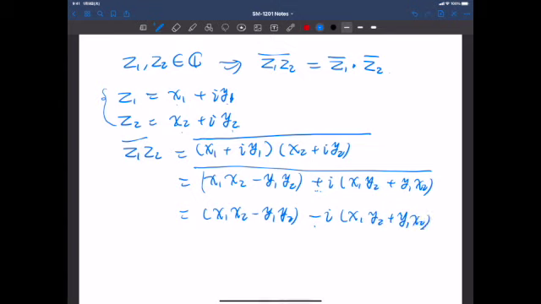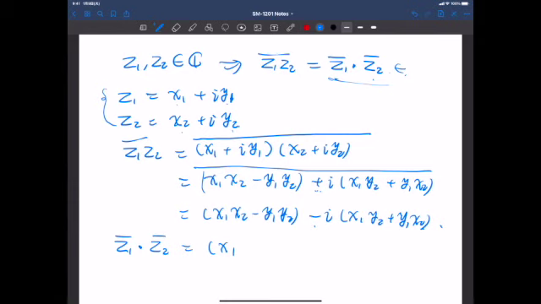Okay, so this should be equal to the product of the complex conjugates of these two complex numbers. So we could rearrange this into this form, but I think it's easier if you just calculate the right hand side directly, then compare the results.